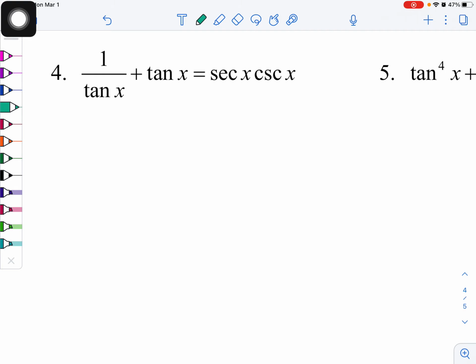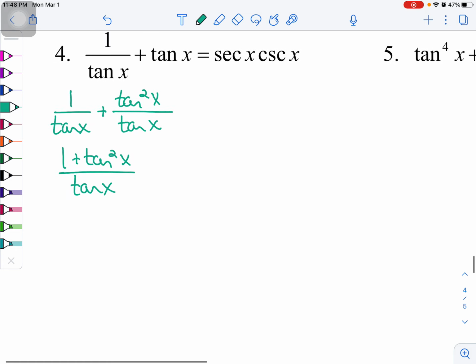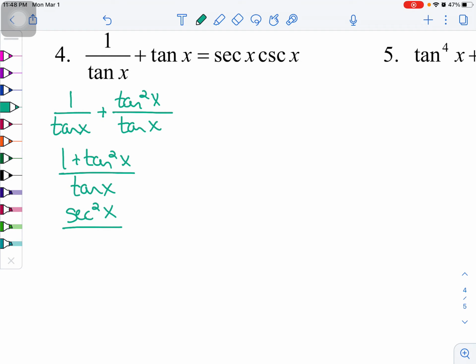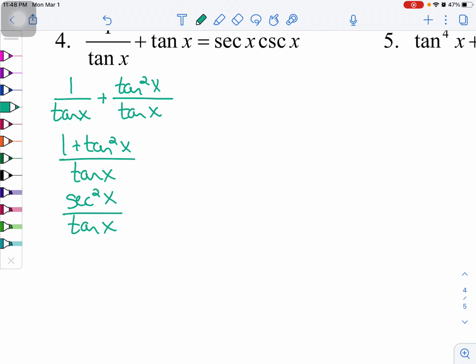Problem number 4. Let's see what we got here. I am going to try to turn the left side into the right side. So I'm going to get a common denominator here. So 1 over tangent of x plus tangent squared x over tangent of x. In order to add fractions, you have to have a common denominator. And if you don't, you have to make one. So make sure you know how to do that. So that numerator 1 plus tangent squared x is secant squared x over tangent of x.